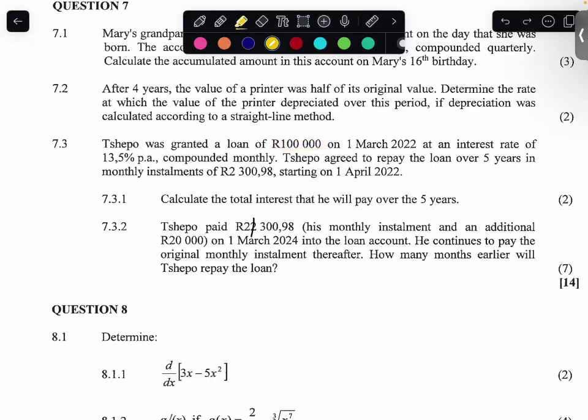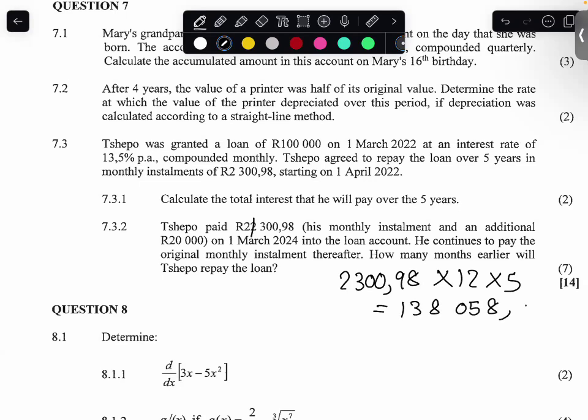Right? So let's see how much he paid. He paid 2,398 cents every month for 5 years. So 12 months per year for 5 years. All right. So that means this amount times 12 months times 5 years. That's the total amount that he paid over the 5-year period, which gives you 138,058,80. This is the total amount that he paid.